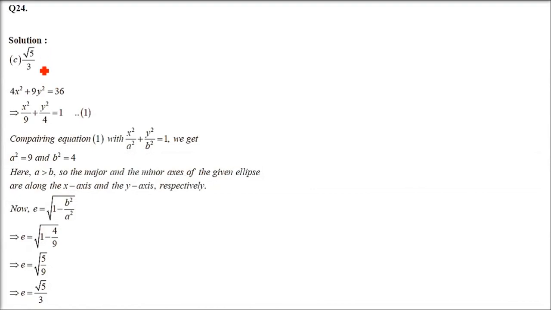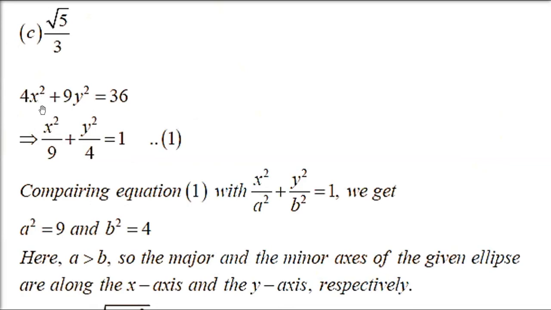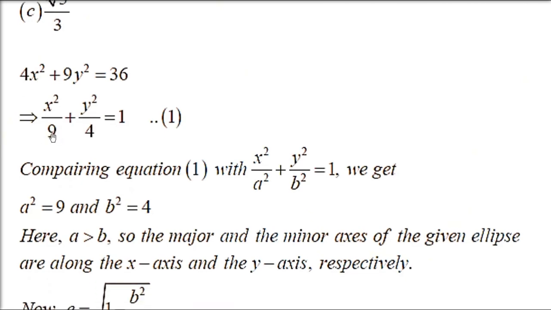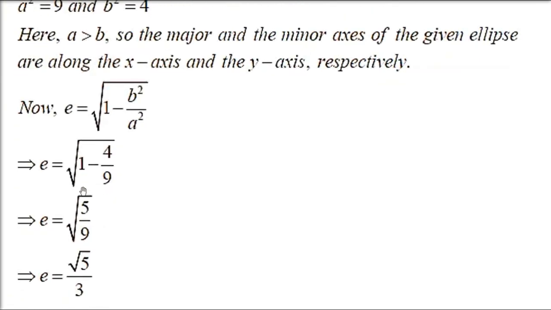This one is question number 24. Same thing, you have to find the eccentricity. 4x square plus 9y square equals 36. Just divide both sides by 36. These are 22, 23, 24, and as I said, these are all the same. So you get x square by 9 plus y square by 4 equals 1. A is greater than b because a square is 9 and b square is 4. A is 3, b is 2. Put it in under root 1 minus b square by a square. Under root 5 by 3 will come.